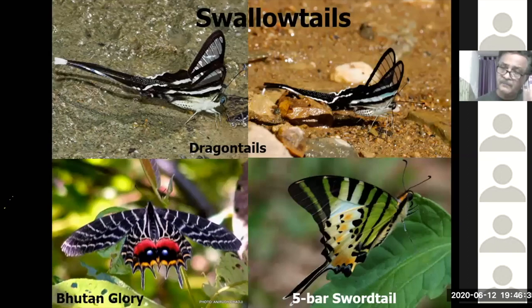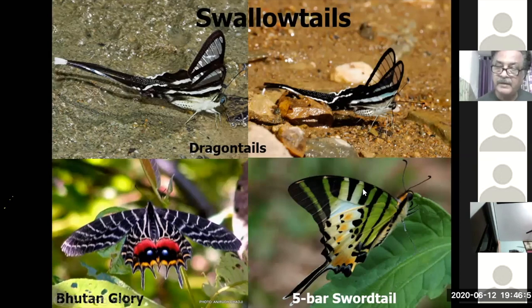And here's another beautiful butterfly called the five bar. So this is five bar. 1, 2, 3, 4, 5 bars here. This is the cell region, and these are the five black bars, and that's why it is called five bar. And here's a sword on the hind wing. That's why it's called five bar swordtail. That's how the butterflies are named.